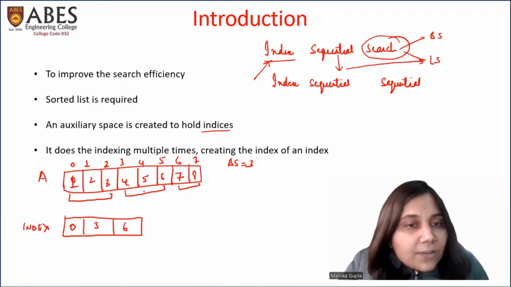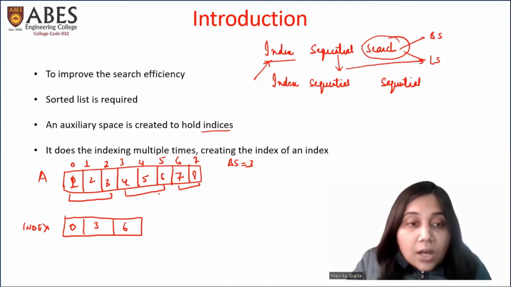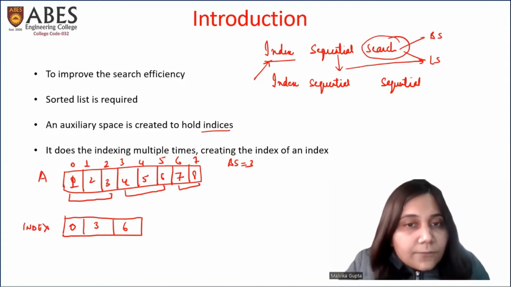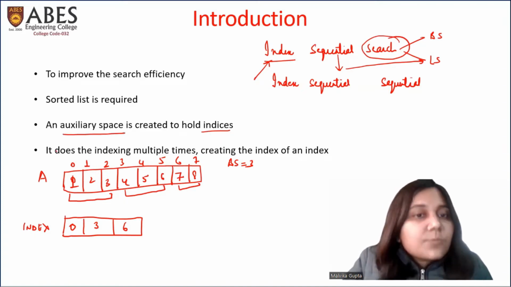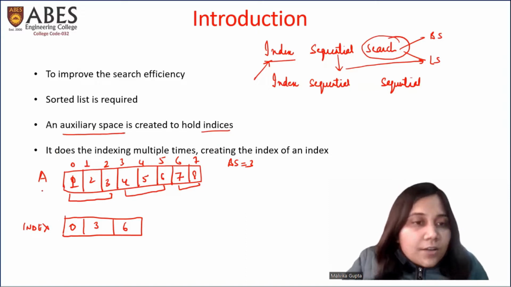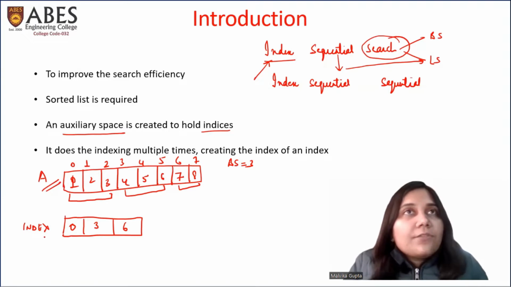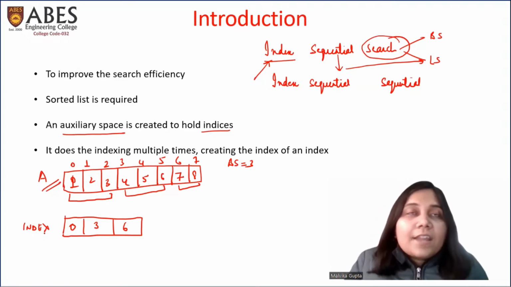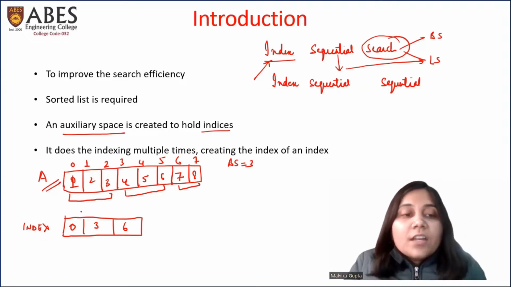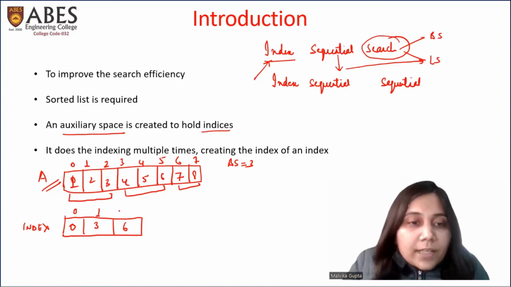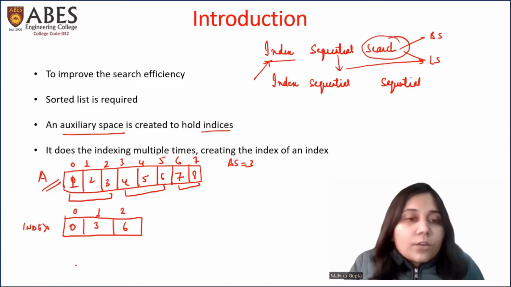It will be easy for us to have the starting index. Now what will happen? This line, if you see, an auxiliary space has been created. We have an original array, and on the basis of that original array, we have defined another array called an index array, which has 3 elements. So the indices will be like this, right?